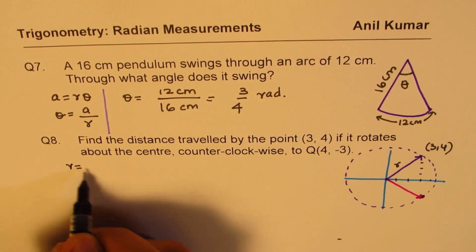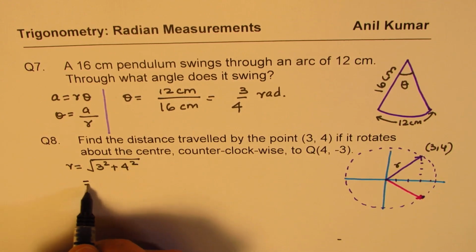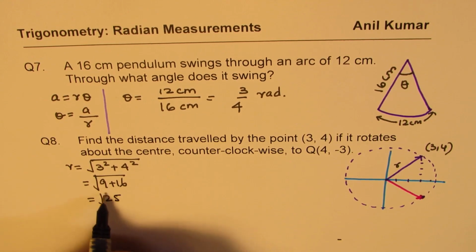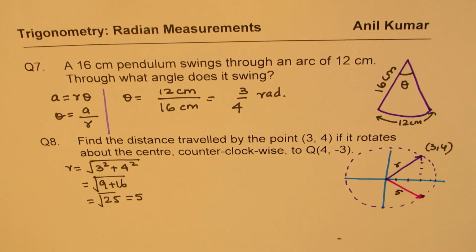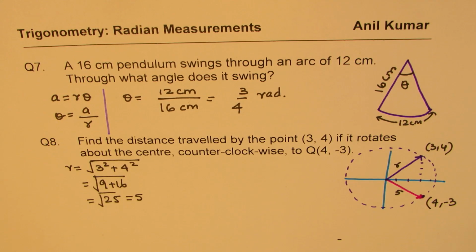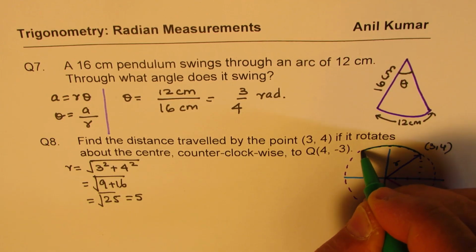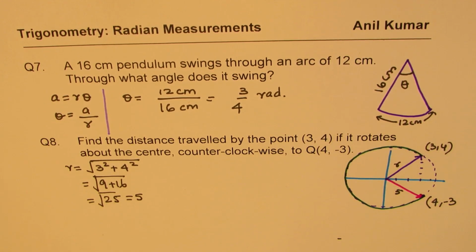So radius will be equal to square root of 3 squared plus 4 squared, which is 9 plus 16, square root of 25, which is 5, right? So we know this is 5 units. The point here is (4, -3). How do we find this arc length? It rotates counterclockwise, means it's going kind of like this. Do you see that? We have to find how much is this.